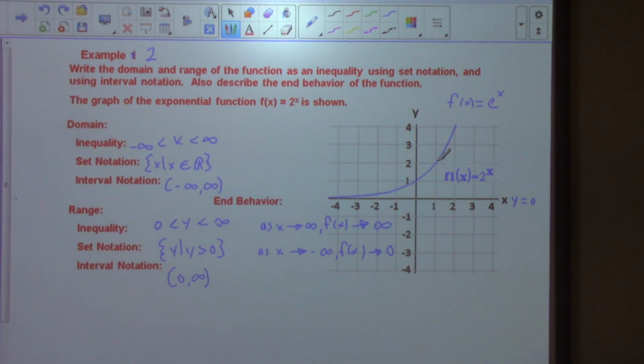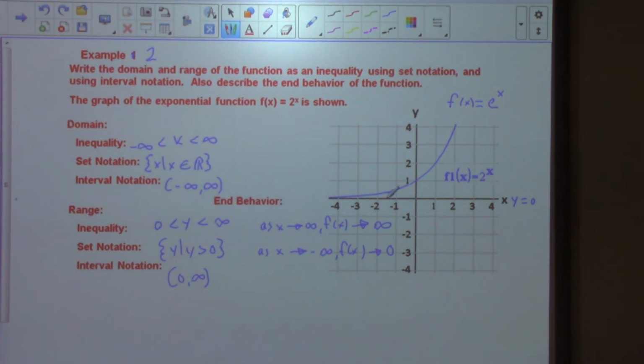Okay, questions on this? On the range inequality then, why is it not greater than or equal to, or less than or equal to? You mean right here? On the range inequality, yeah, that one. Why wouldn't that be greater or less than or equal to? And why is it less than? Because the line never reaches zero.